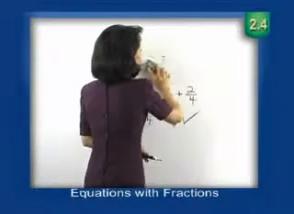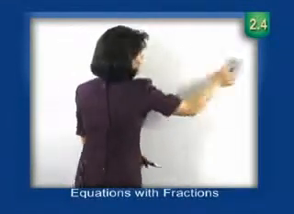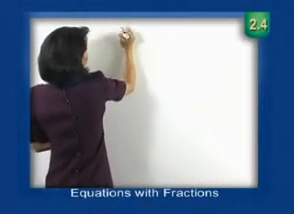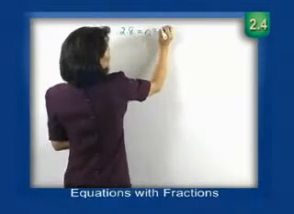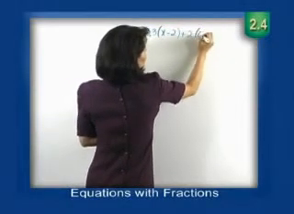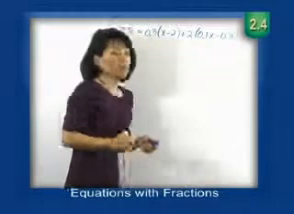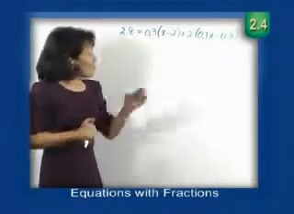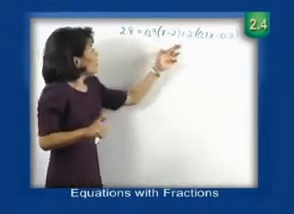This time, instead of dealing with fractions, we're going to look at an equation that involves a few decimals. So let's look at our problem here. We have 2.8 equals 0.3, that's a decimal point, times x minus 2 plus 2 times 0.1x minus 0.3. Now, this is similar to the equations involving fractions. The only difference is now we have these decimals.